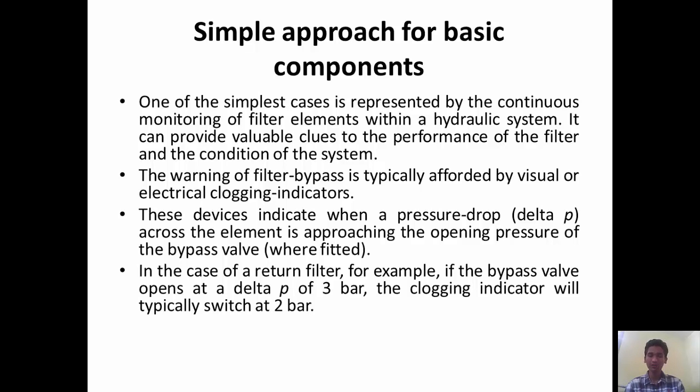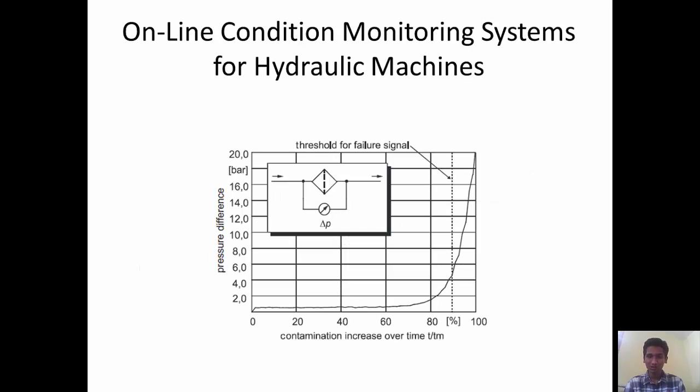When the oil passes through the filter, the clogging indicator shows how much the oil is affected. All that is indicated by the electrical clogging indicator. This device indicates when the pressure drop across the element is approaching the opening pressure of the bypass valve. In the case of a return filter, for example, the bypass will open at a delta P of 3 bar. It depends on how much pressure we are applying. The clogging indicator will typically indicate at 2 bar. So this is the online monitoring system for the hydraulic system, as I mentioned, the electric clogging indicator.